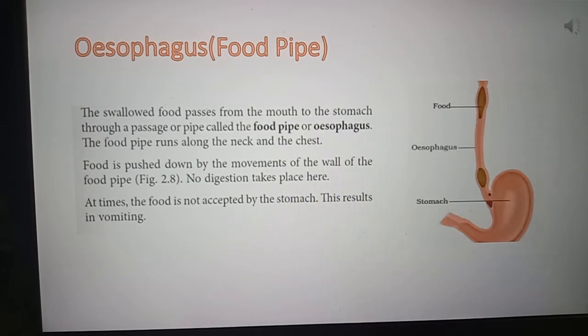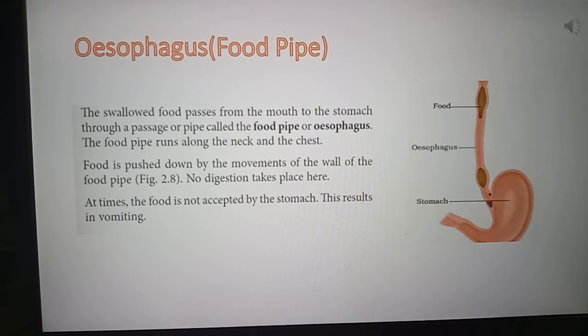Now I will be discussing the esophagus. What is the esophagus? The other name for esophagus is food pipe. I told you that after the food is chewed by our mouth, by our teeth, it moves down towards the esophagus. So the food is swallowed. The swallowed food is passed from the mouth to the stomach, and through which passage is it moving into the stomach? It is through the food pipe, or the esophagus.